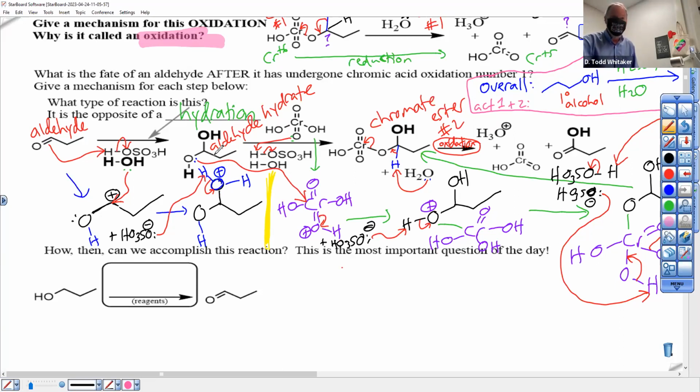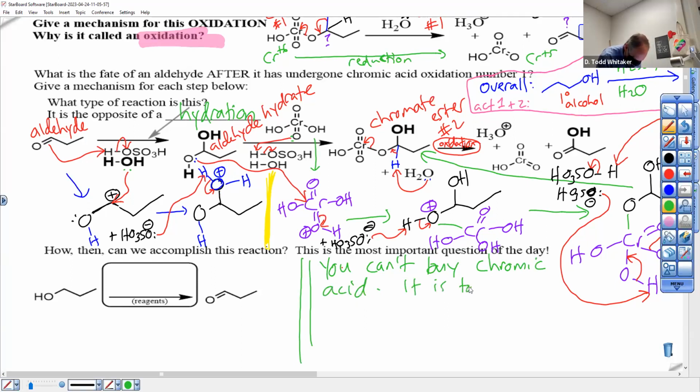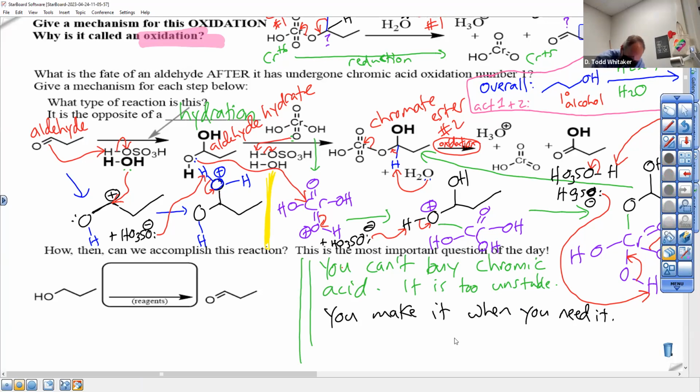Sadly, there's a story I haven't told yet that I'm going to put over here. You can't buy chromic acid. It is too unstable. So when you need it, you make it when you need it. I don't think I needed that comma. Question is how? You must know both ways. Can't be more straightforward than that.